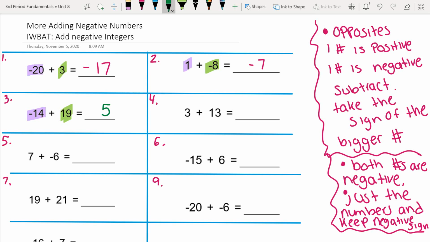Question 4, I don't have to do anything related to this because it's just adding. 3 plus 13, that's just 16.